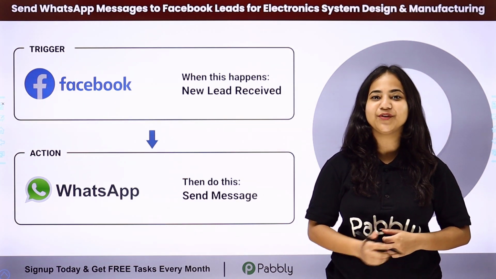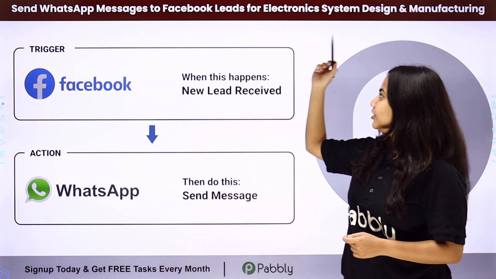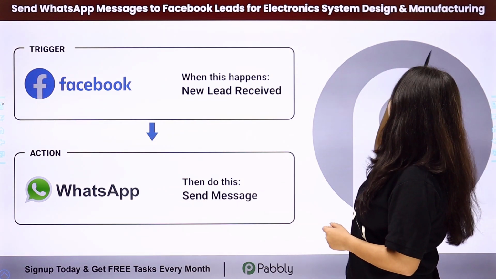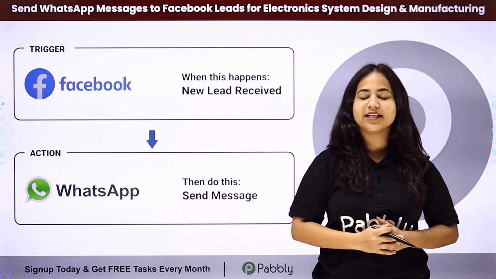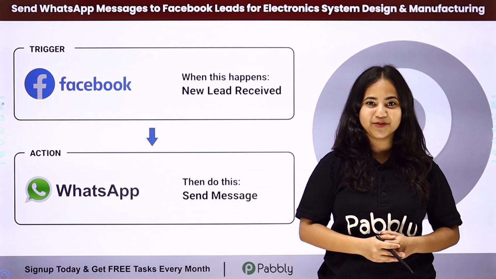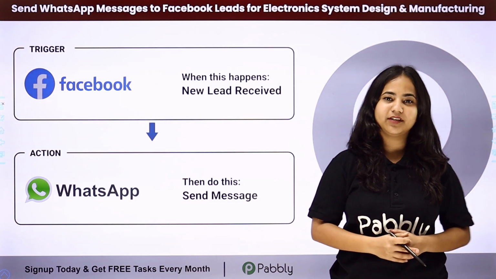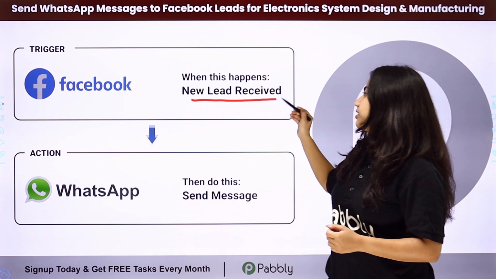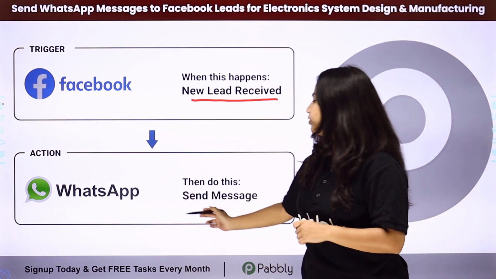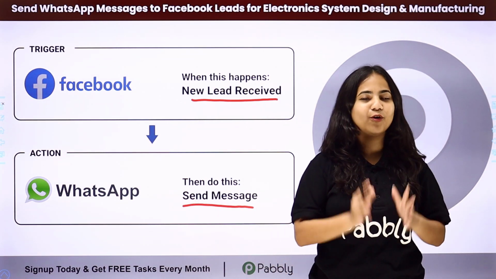Today in this video, we are going to see how to send WhatsApp messages to Facebook leads for electronic system design and manufacturing. So I own an ESDM business, and to market my business, I use Facebook lead ads. And here my objective is that whenever a new lead is received through Facebook lead ads, I want to send a message to that particular lead automatically.